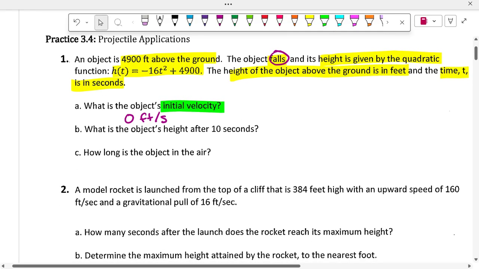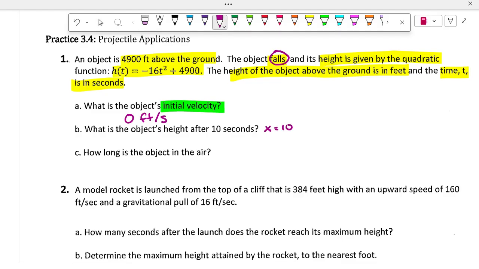Now, what is the object's height after 10 seconds? So what would you put into Desmos to get that? X equals 10, and what are you finding? Where it intersects. So what'd you get? 3,300 feet.